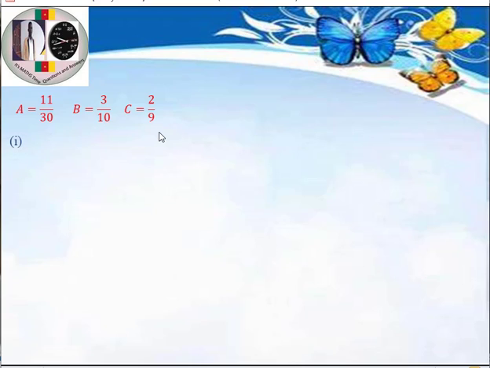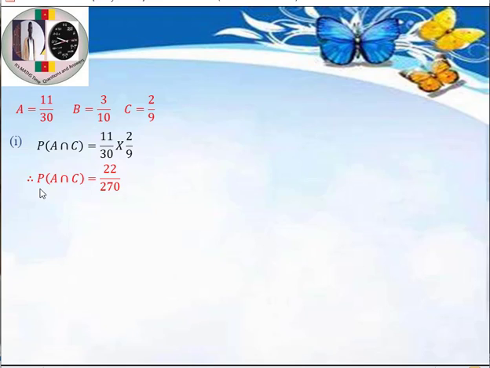So the A part of this question says that we should look for the probability of A intersect C. So A intersect C will be 11 on 30, probability of A, times the probability of C, which is 2 on 9. We know that, right? A and C, they are what? Independent events. So 11 on 30 times 2 on 9. If we simplify this, we are going to have 22 on 270. You can further simplify this, no problem, or you leave it at that.